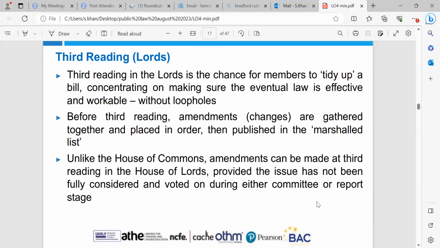Third reading is the Lords' chance for members to tidy up the bill, concentrating on making sure the eventual law is effective and workable without any loopholes. Before third reading, amendments are gathered together and placed in order, then published in the Marshalled list. Unlike the House of Commons, amendments can be made at third reading in the House of Lords, provided the issue has not been fully considered and voted on during either committee or the report stage.